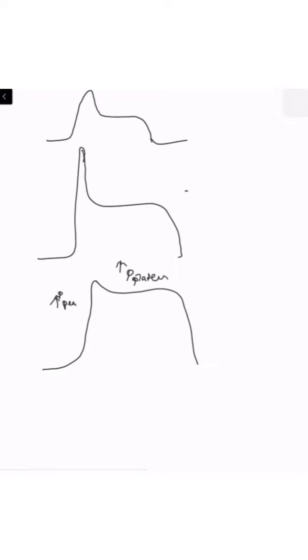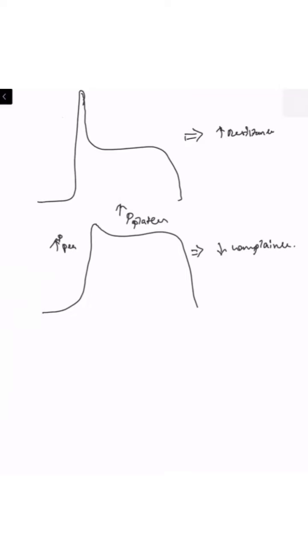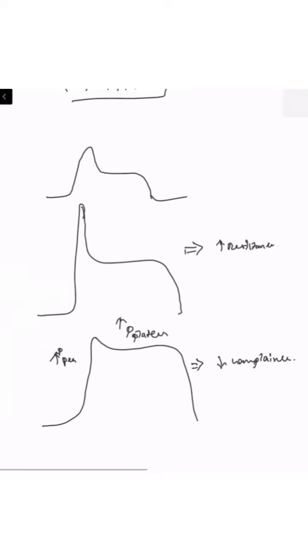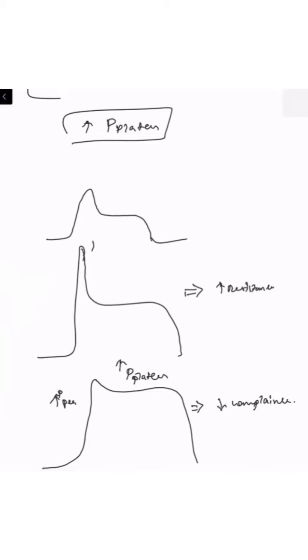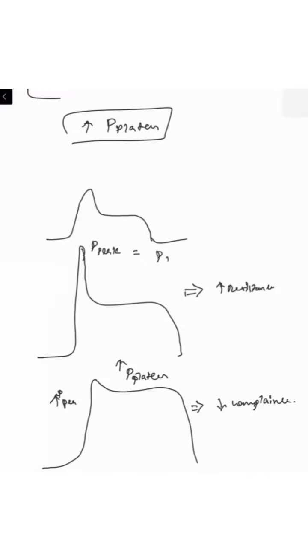That means in these kinds of ventilatory images, you can think of increased resistance because of the causes we have already discussed. In these kinds of ventilatory images, you can think of decreased compliance because of the underlying pathology. So we can understand that P peak is the amount of pressure inside the airway at the end of inspiration. So this is present at the end of inspiration.